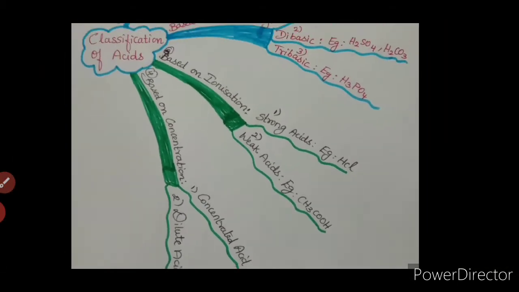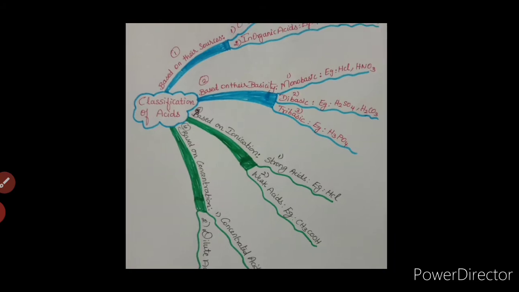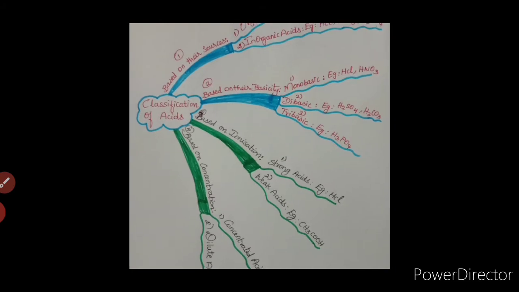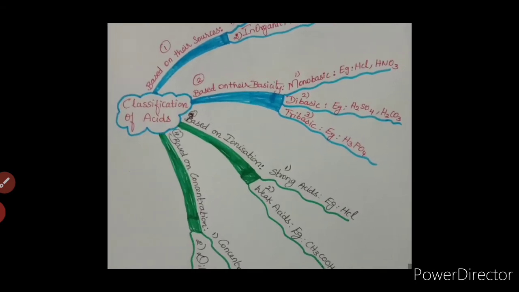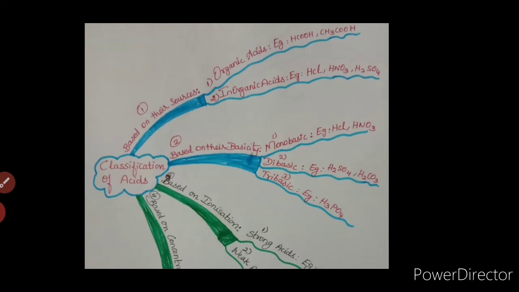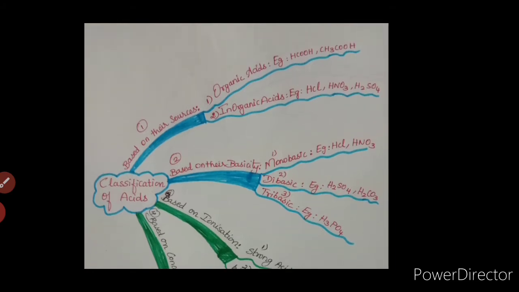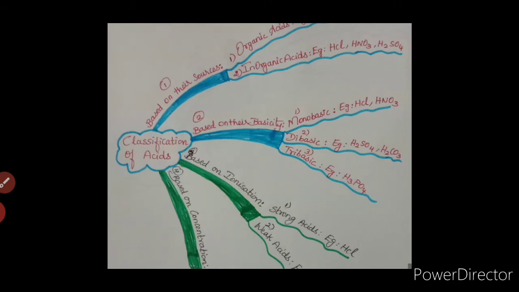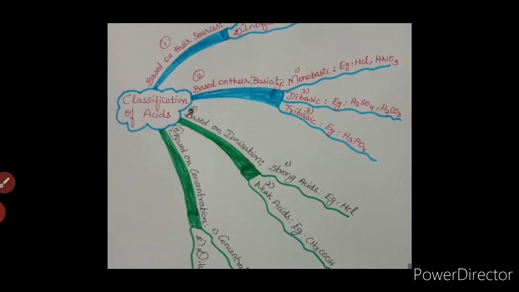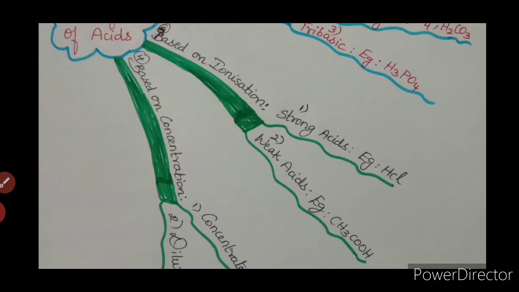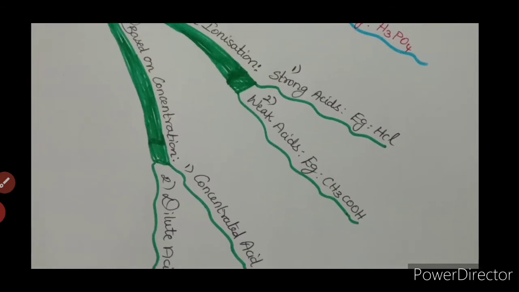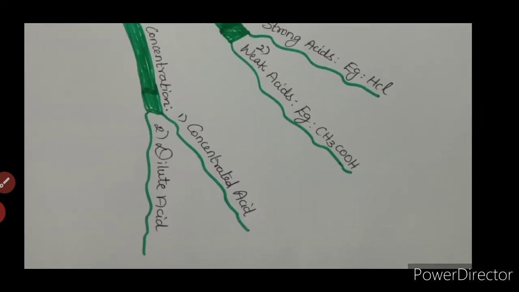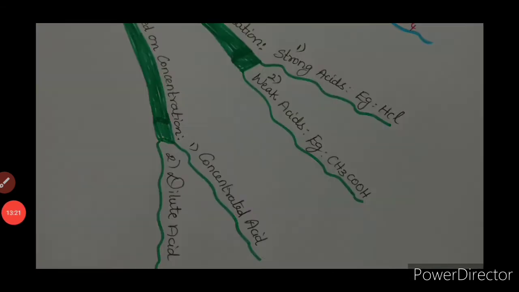So these are the classifications of acids. What are the classifications? You have four: based on their sources, based on their basicity, based on ionization, and based on concentration. Based on the sources you have organic acid and inorganic acid. Based on their basicity you have monobasic, dibasic and tribasic. Based on ionization you have strong acids and weak acids. Whereas based on concentration you have concentrated acid and dilute acid.